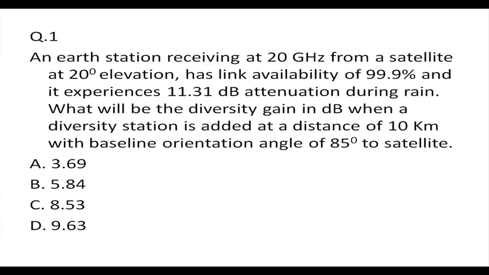The first question is a little bit elaborate, but it is related to the diversity of two antennas when rain is occurring and you have loss due to rain fade. You put another receive station a little far away, and using both of them together you get a certain gain. Now, this is related to that.